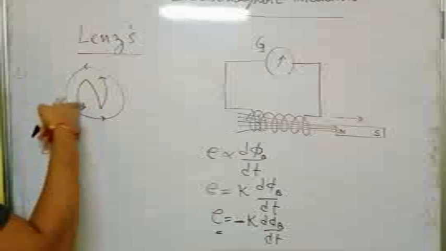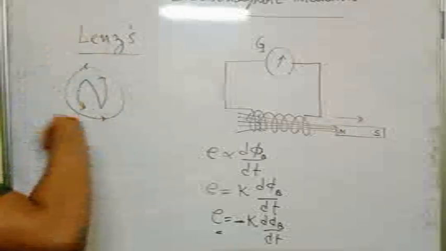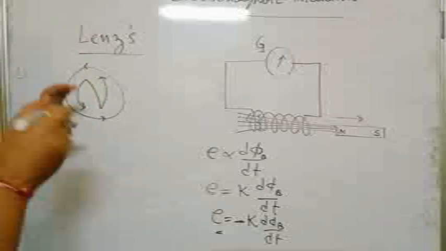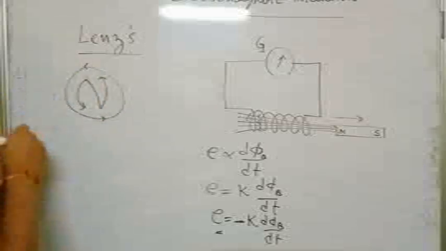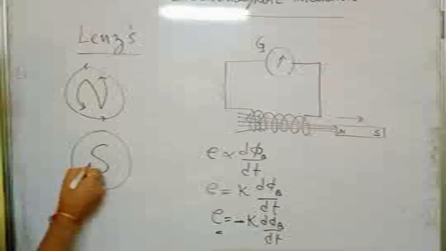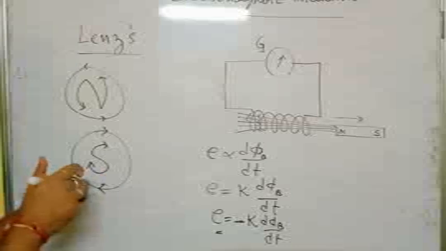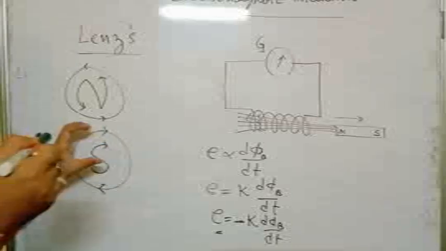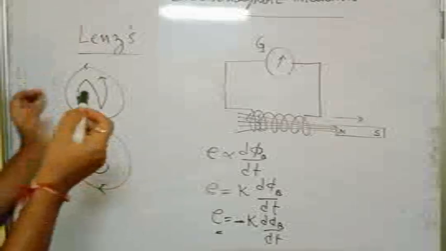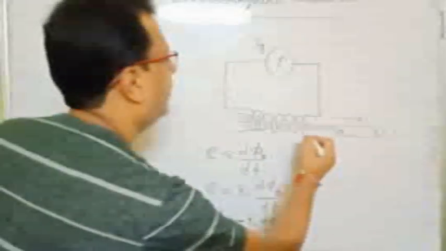Look how I have written north pole. The arrow at the end shows that it is moving in this direction. So when you move the north pole towards it, a north pole is created. When you move the magnet with the north pole away from it, a south pole is created. Once again, this is the face of the coil here. What happens here?